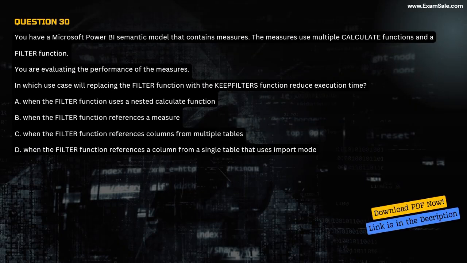Question 30. You have a Microsoft Power BI semantic model that contains measures. The measures use multiple calculate functions and a filter function. You are evaluating the performance of the measures. In which use case will replacing the filter function with the KeepFilters function reduce execution time? A. When the filter function uses a nested calculate function. B. When the filter function references a measure. C. When the filter function references columns from multiple tables. D. When the filter function references a column from a single table that uses import mode.